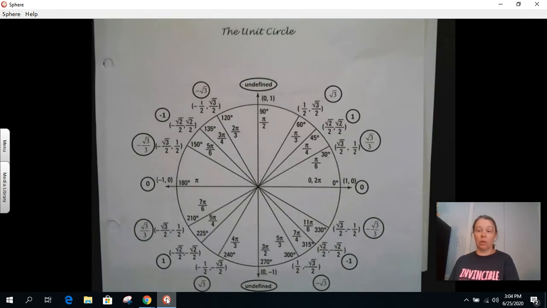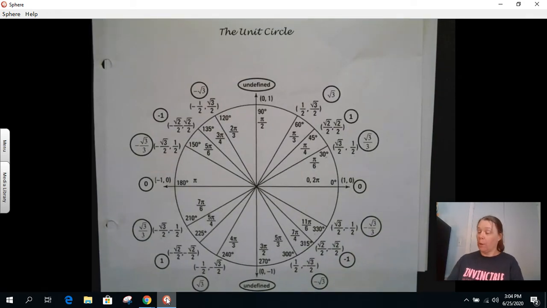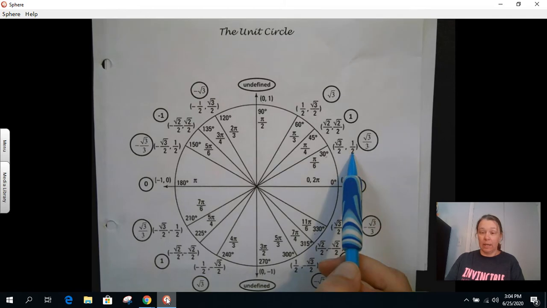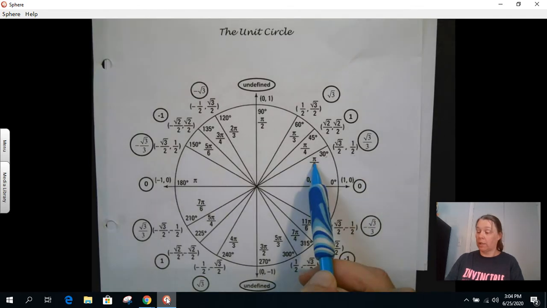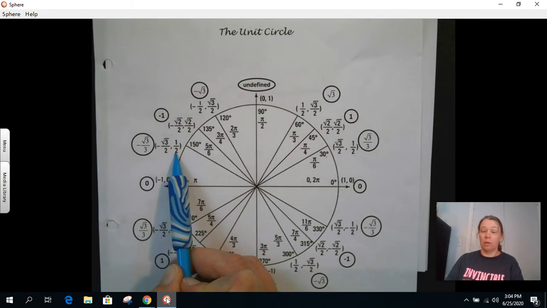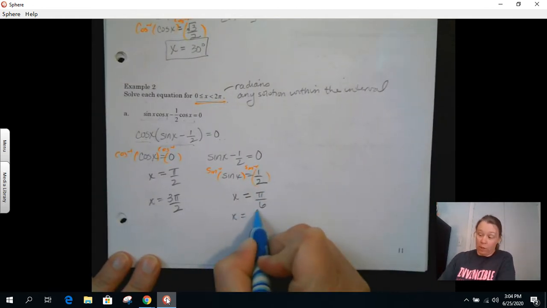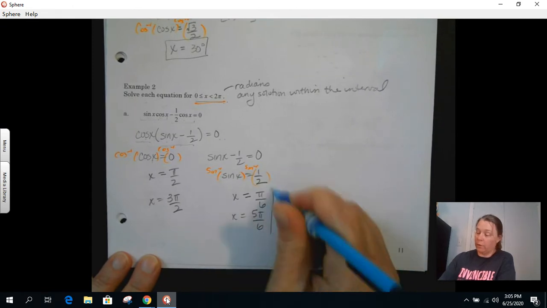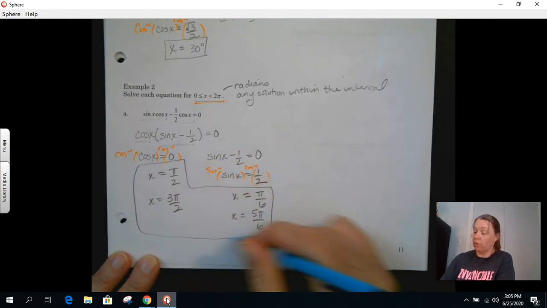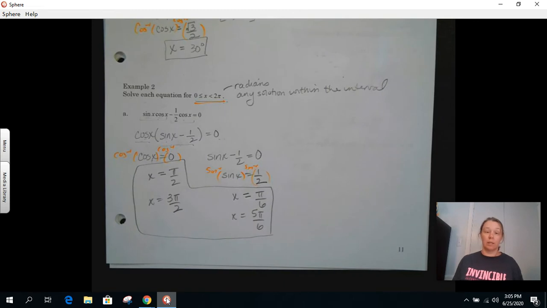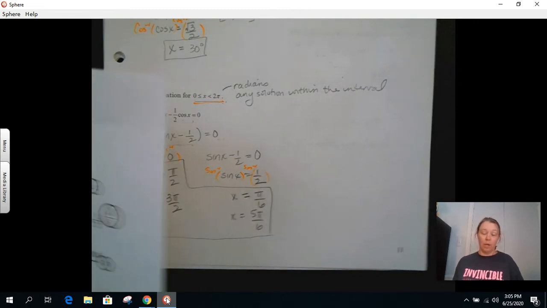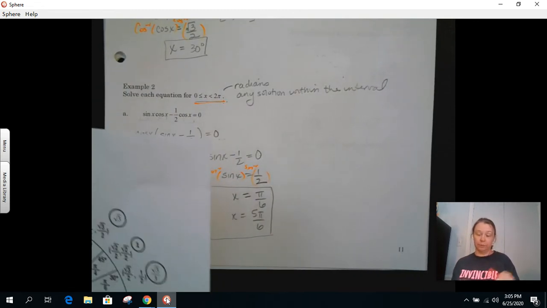Where on my unit circle is my sine or my y value 1/2? I see that here at pi over 6, and I see that also here at 5 pi over 6. Again, we're giving our answers in radians because that's what the directions were. Okay, so I've got 4 solutions in this case that would make this equation true. So let's take a look at the next one.